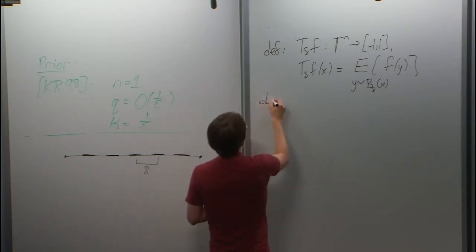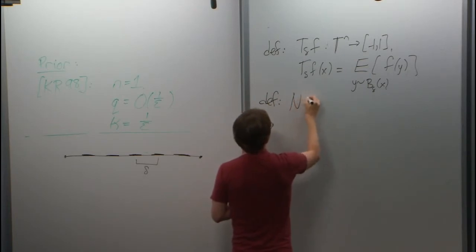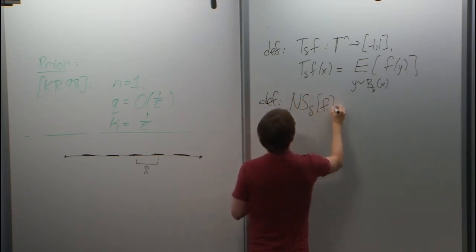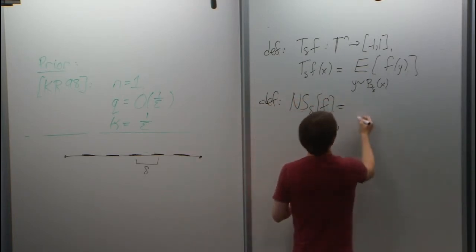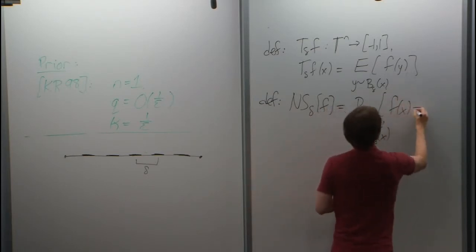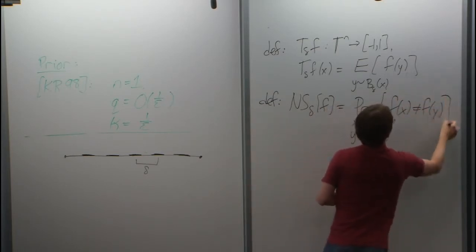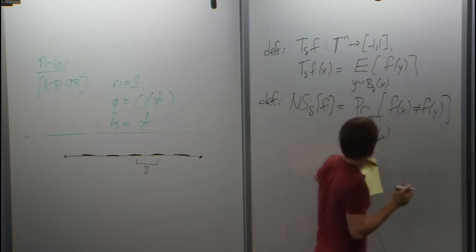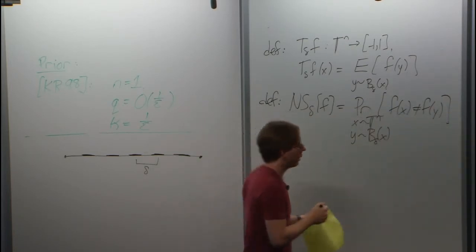And with this in hand, we can also define the noise sensitivity at delta of f to be this. The probability, when x is drawn at random from the torus and y is drawn from the ball of radius delta around x, that f of x does not equal f of y. Okay, so this is exactly like this needle experiment, except you're sort of randomizing the length of the needle.